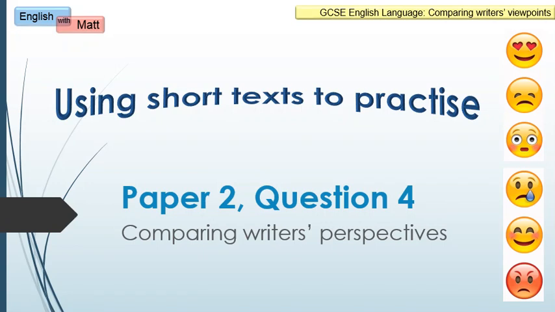Welcome to this video, all about Paper 2 Question 4. This is AQA's GCSE in English Language, and students might already be aware that for this question you have to look at two extracts in order to compare the writer's perspectives or attitudes. Unlike other videos where I have used whole extracts, as will be the case in the exam, in this video, the focus is using shorter texts in order to practice what students need to include in their answer.